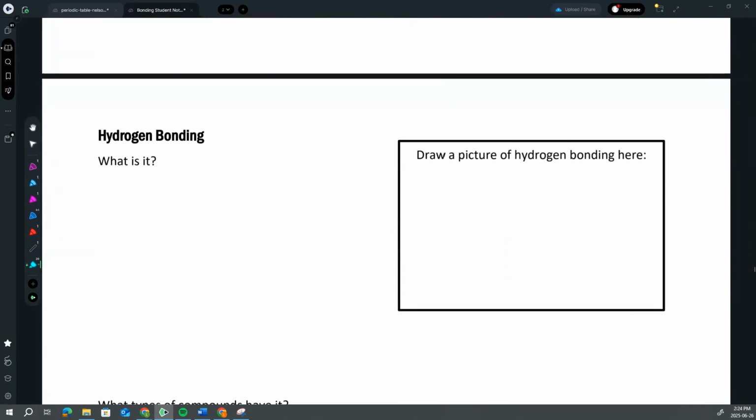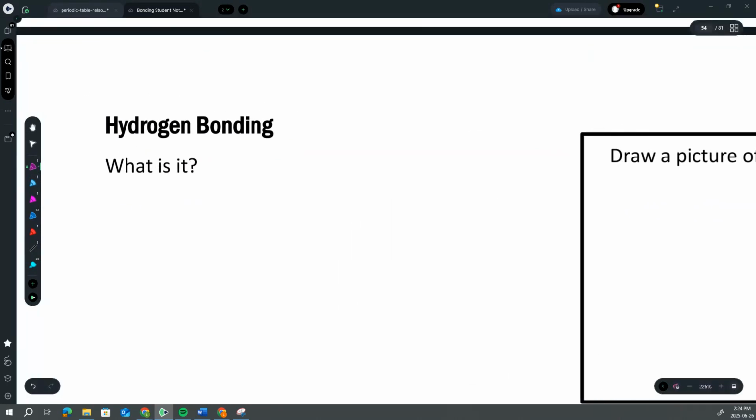Last but not least, we have hydrogen bonding. Now, what exactly is hydrogen bonding? That's going to be the attraction between a hydrogen to a lone pair of electrons on a highly electronegative atom. Now, it can't just be any highly electronegative atom. It has to be either fluorine, nitrogen, or oxygen.